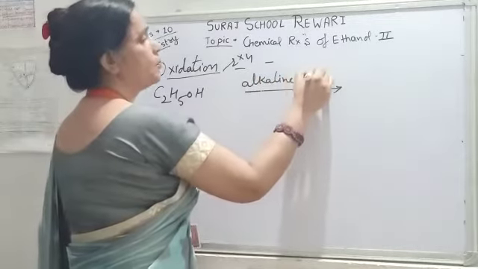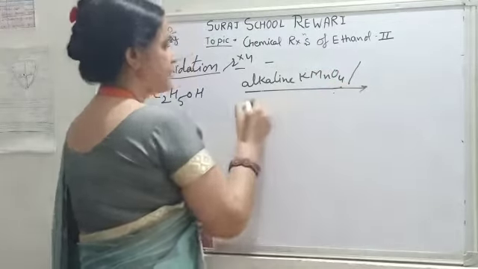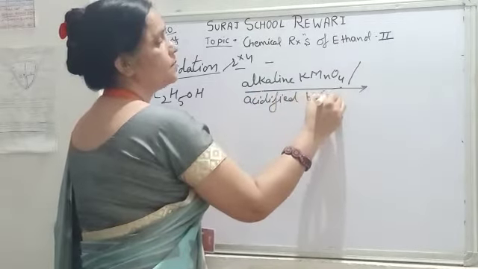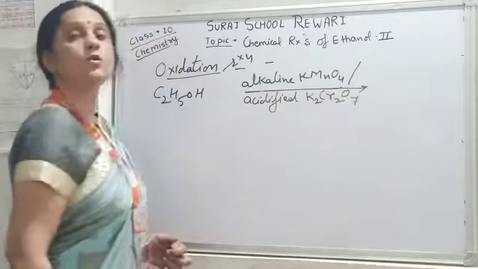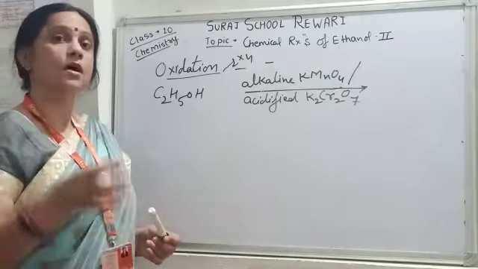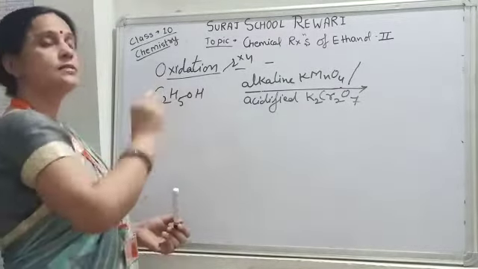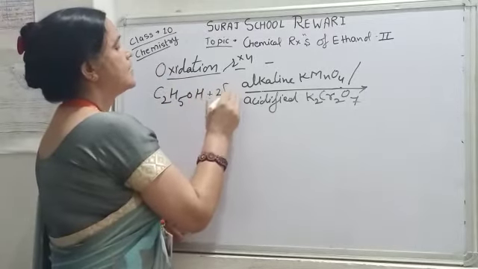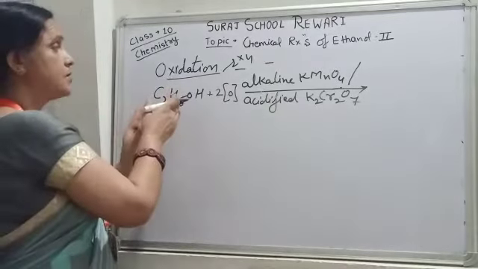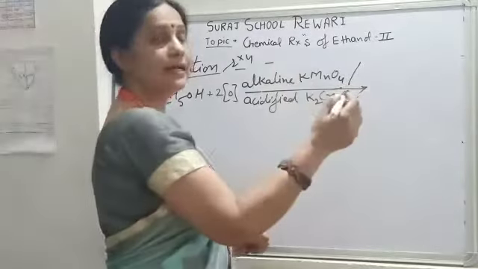alkaline potassium permanganate, or we can take acidified potassium dichromate, K2Cr2O7. These both are strong oxidizing agents which provide the nascent oxygen to the ethyl alcohol, which oxidizes the ethyl alcohol. Here it is the nascent oxygen given by these oxidizing agents. After the complete oxidation of ethyl alcohol, we get ethanoic acid.